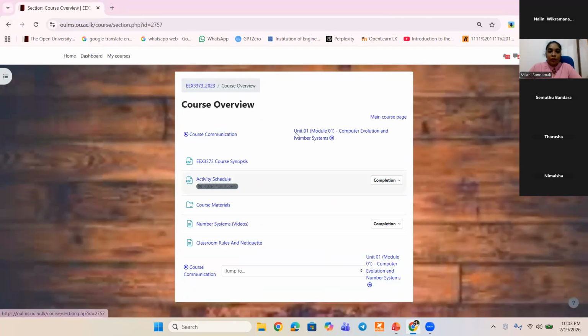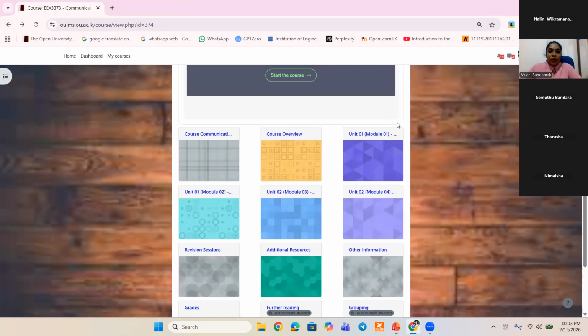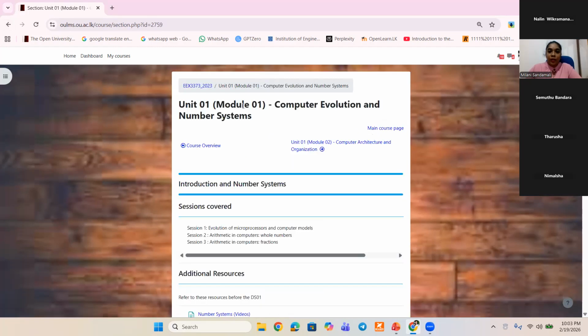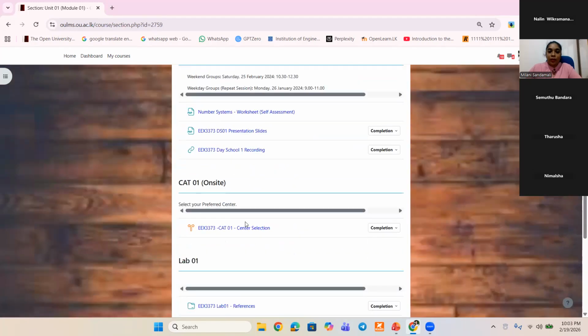Then on the course overview, you can find the course synopsis. Please read that document clearly. The course synopsis is very important for you. It includes all the relevant details regarding your eligibility, how the continuous assessment marks will be calculated, those kinds of things. And under unit 1, you can find computer evolution and number systems.